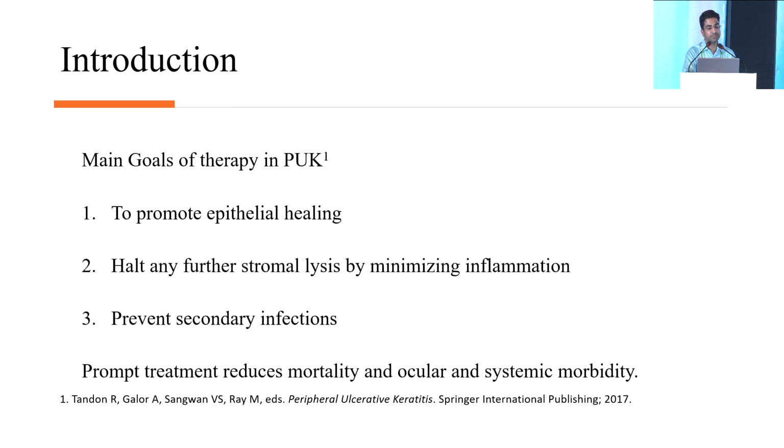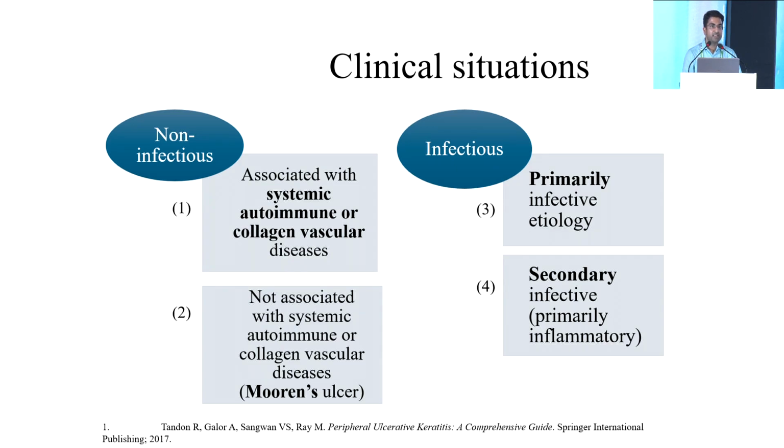And prompt treatment reduces mortality as well as the ocular morbidity associated with PUKs. So clinical situations can be either an infectious pathology or a non-infectious pathology, and differentiating these with the investigation as well as clinical examination is very pertinent. So first would be a non-infectious cause, which can be associated with systemic immunological diseases and collagen vascular diseases, or if you can't find any cause for this, you will label it as Mooren's ulcer. On the other hand, you can have an infective pathology or a secondary infection upon an inflammatory pathology.